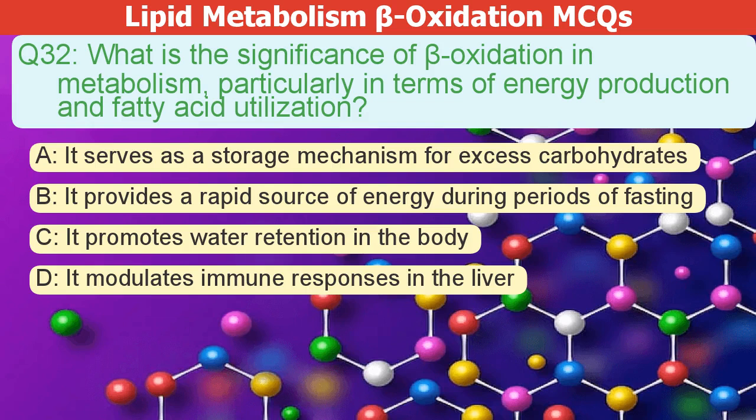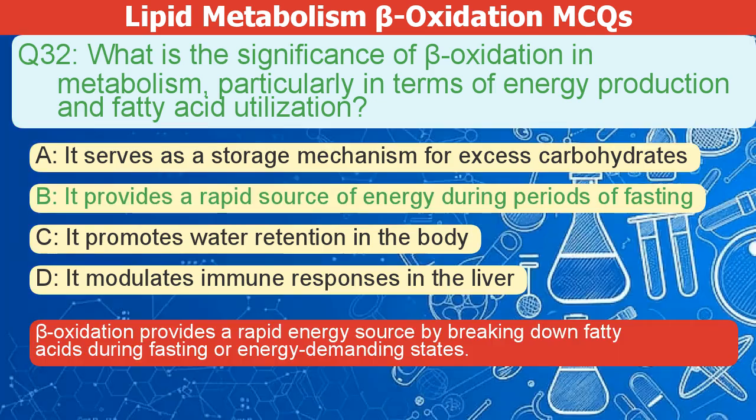What's the significance of beta-oxidation in metabolism, especially for energy and fatty acid use? A. It's a storage mechanism for extra carbohydrates. B. It's a quick energy source during fasting. C. It boosts water retention. D. It adjusts immune responses in the liver. The correct answer is B. Beta-oxidation provides a rapid energy source by breaking down fatty acids during fasting or energy-demanding states.